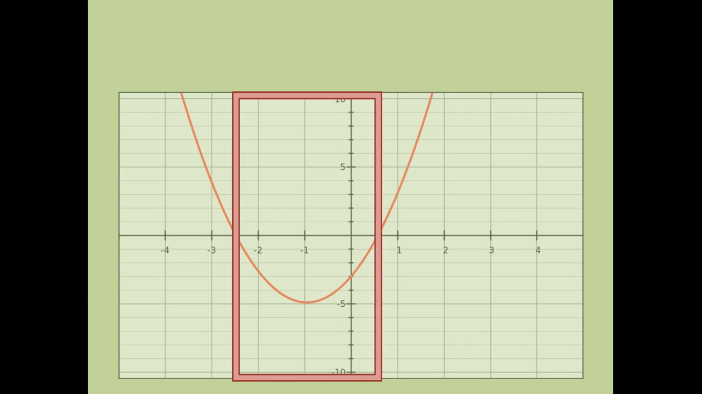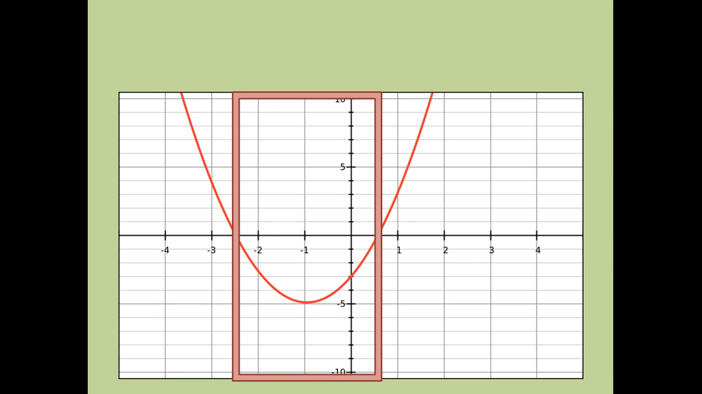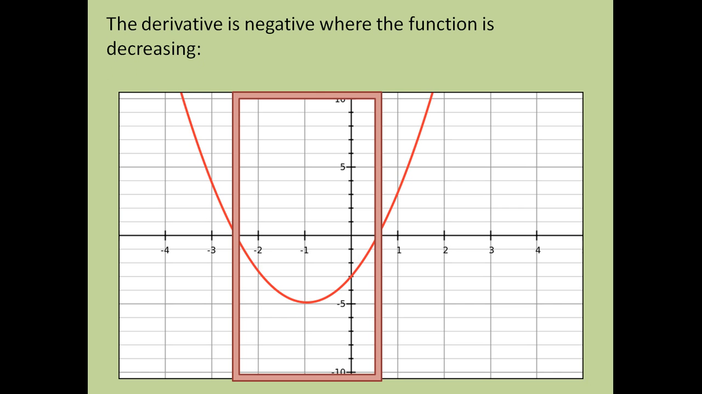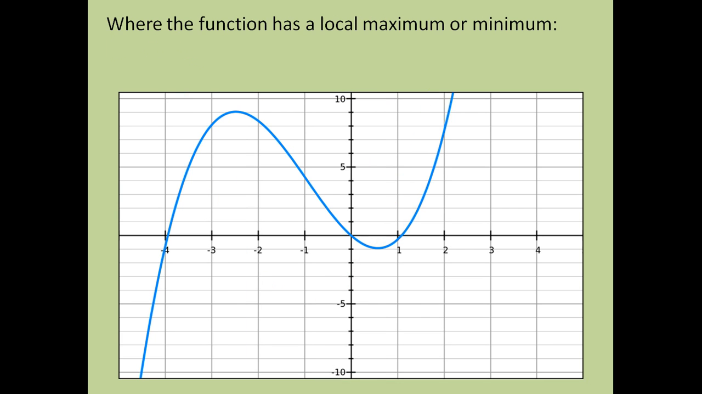So now we're going to do the same thing, fade out the graph of the function, and bring in the graph of the derivative. And you'll see that inside that red box, that is exactly where the derivative is negative. So when the function is decreasing, the derivative is negative.